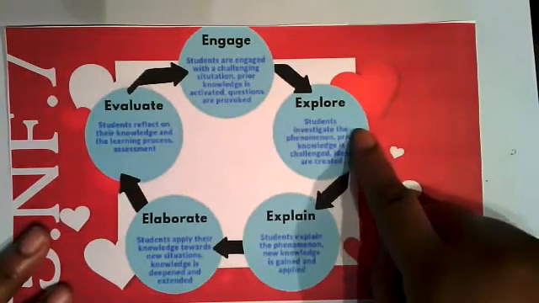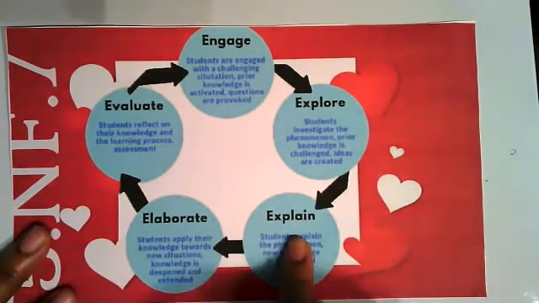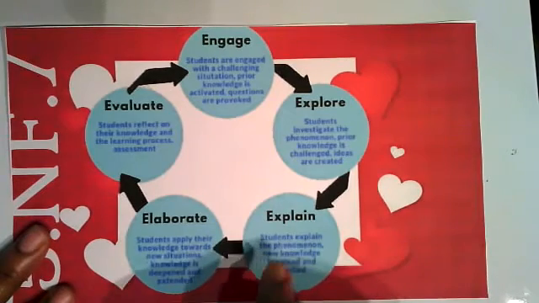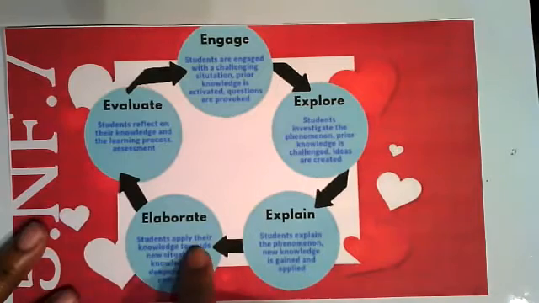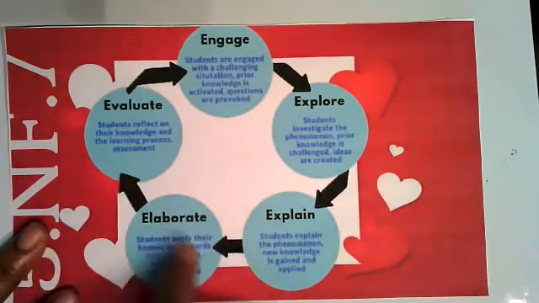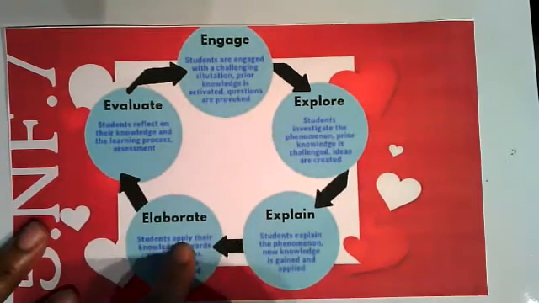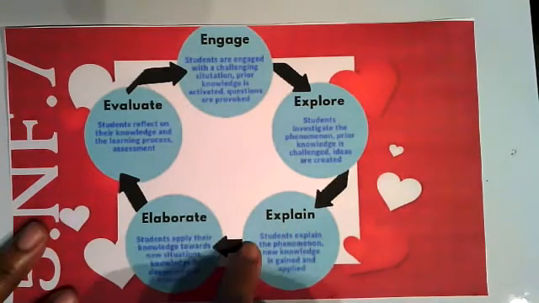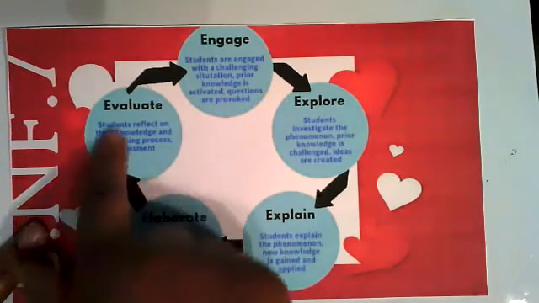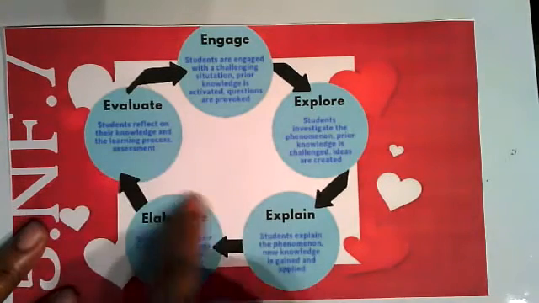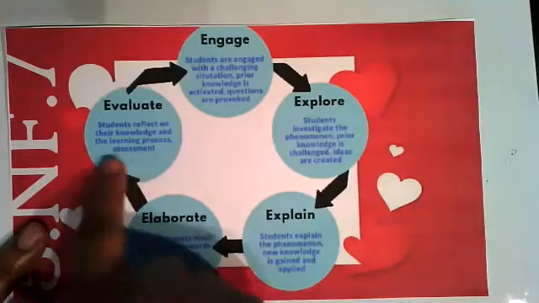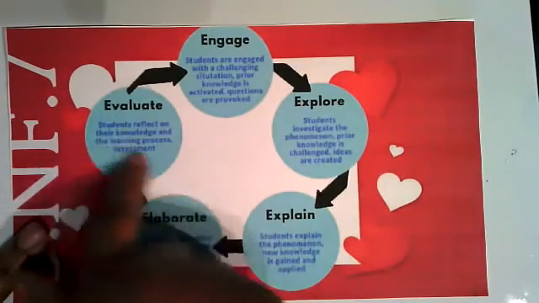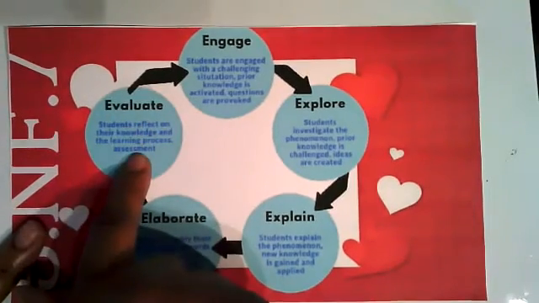Then after you explain and model and clear up misconceptions, that's when it starts to go to elaborate or evaluate. These could be interchangeable, because after I explain and do a few models, I want to see what they know before I move on to elaborate. Some kids may not get to elaborate because they may kind of party here in the evaluate phase.